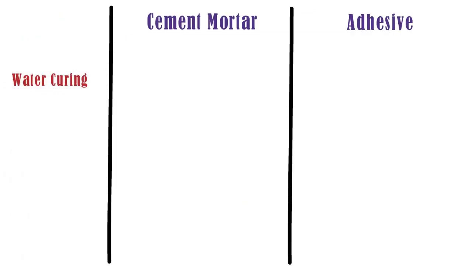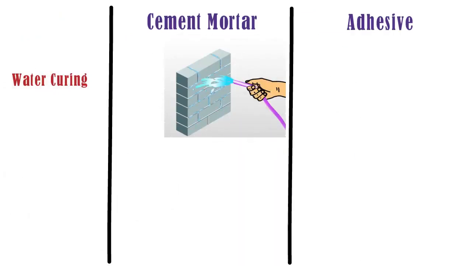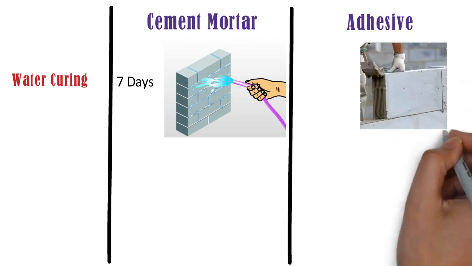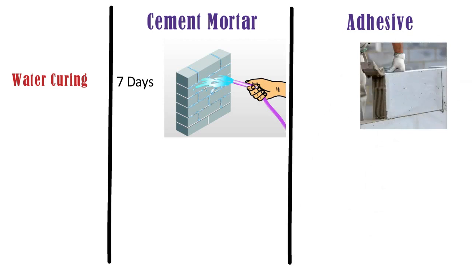Water curing. In case of cement sand mortar, water curing is required for the duration of 7 days. Whereas adhesives are formulated such that they are self-curing. No water is needed for curing the adhesive, and hence they help in saving water as well as money.